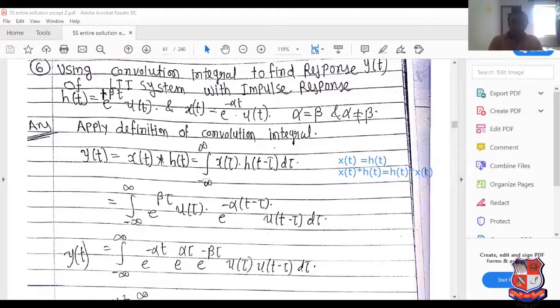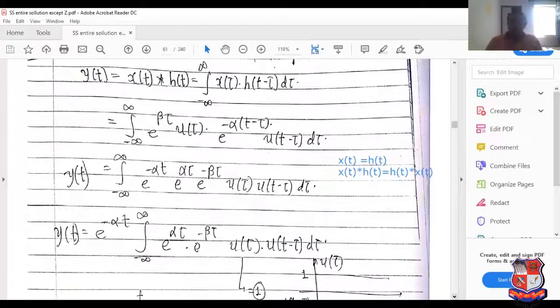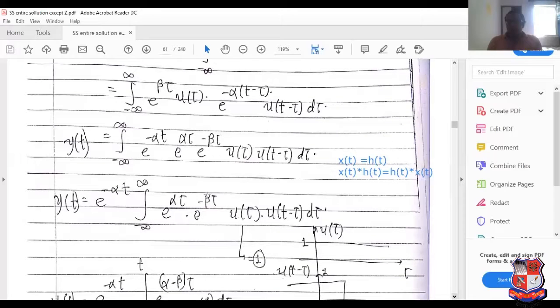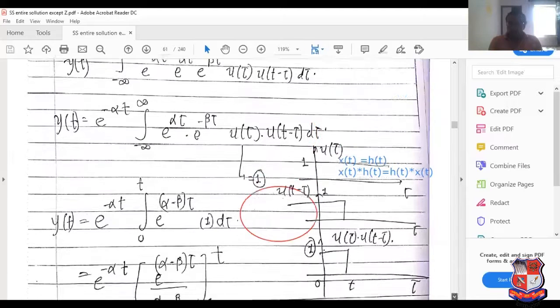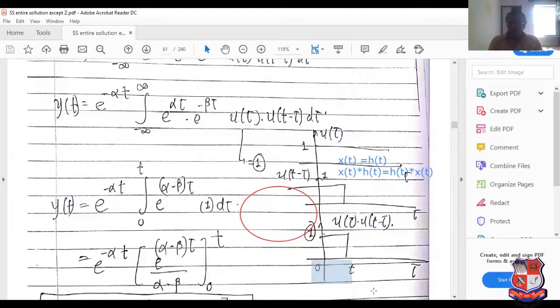Now e raised to minus alpha t, e raised to alpha tau into e raised to minus beta tau, u of tau into u of (t minus tau). So it is considered as 1. Ideally this value is equal to 1. U of tau has magnitude 1, and u of (t minus tau) also has magnitude 1. So here we can say the limit is between 0 to t, the integral from 0 to t of e raised to (alpha minus beta) tau d tau.